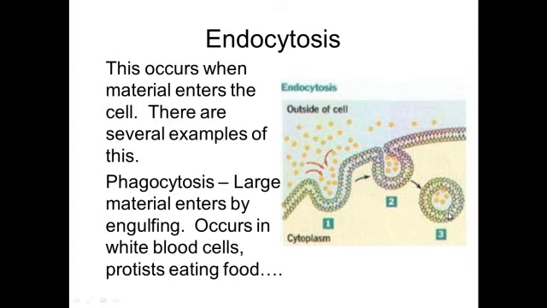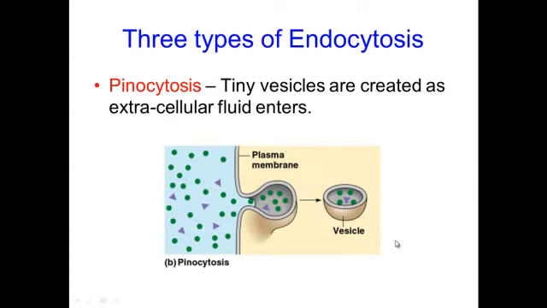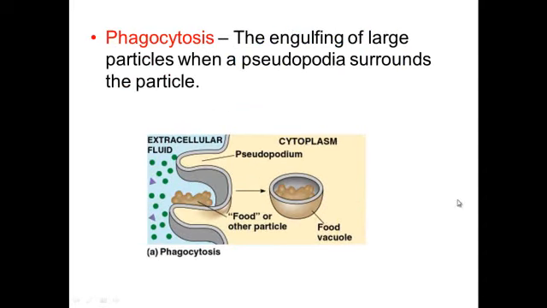Now, depending on what type of endocytosis it is, there are like 3 types. If it's a large particle of food, it's called phagocytosis. This occurs in white blood cells when they're eating bacteria and things, or protists eating food go through phagocytosis. Pinocytosis is when you're bringing small stuff in, very tiny, creating small vesicles. Phagocytosis, like I said, big food particles.